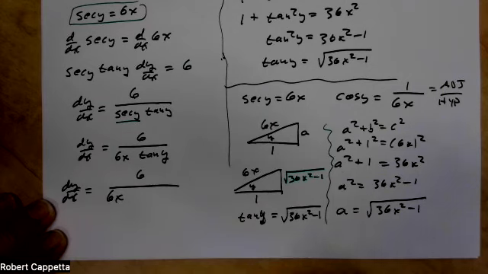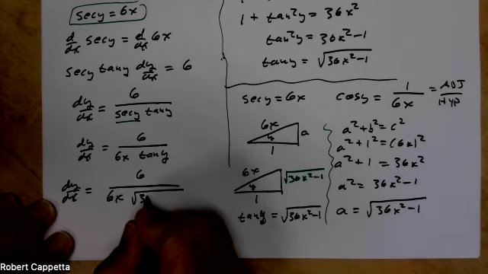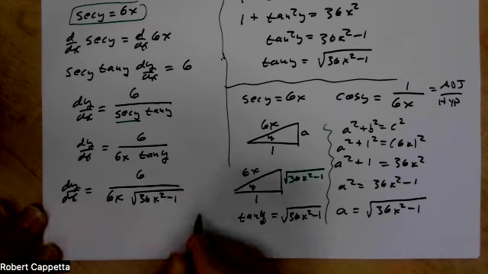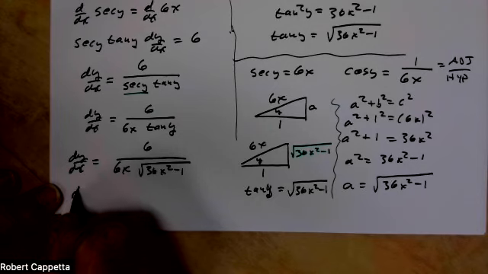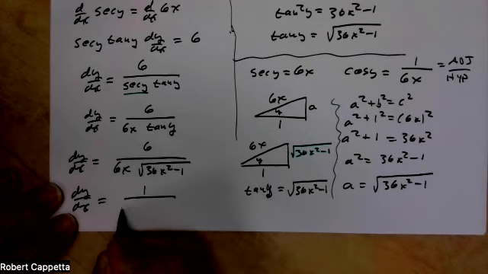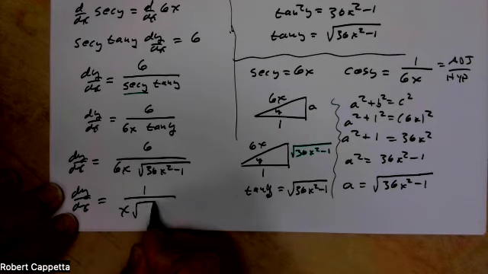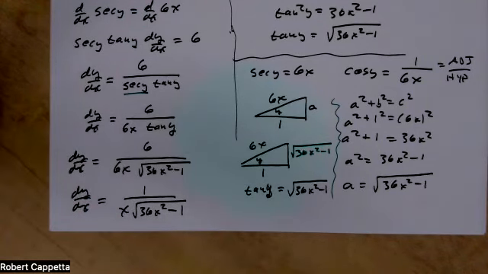6 over 6x root 36x squared minus 1. And the 6's divide out. And where do we get to? We get to dy dx, which is what we're looking for, is 1 over x root 36x squared minus 1. All right.